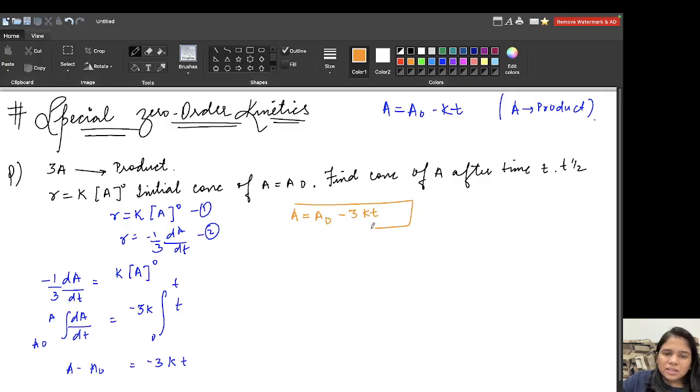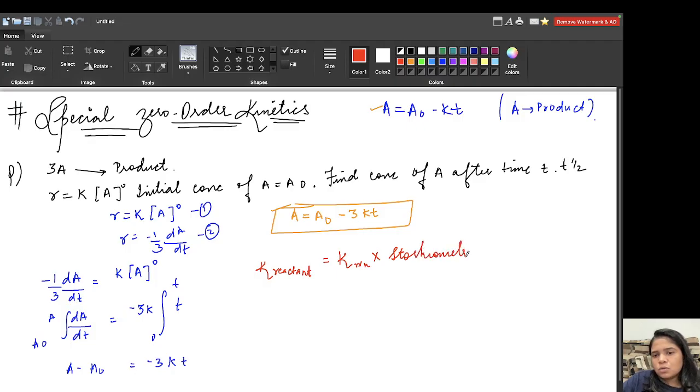Similar looking formula only, right? So when we compare these both formulas, we come to a conclusion that K of reactant will be equal to K of reaction into the stoichiometric coefficient. K will be equal to whatever the original K was, into the stoichiometry. What is the stoichiometry of 3A?